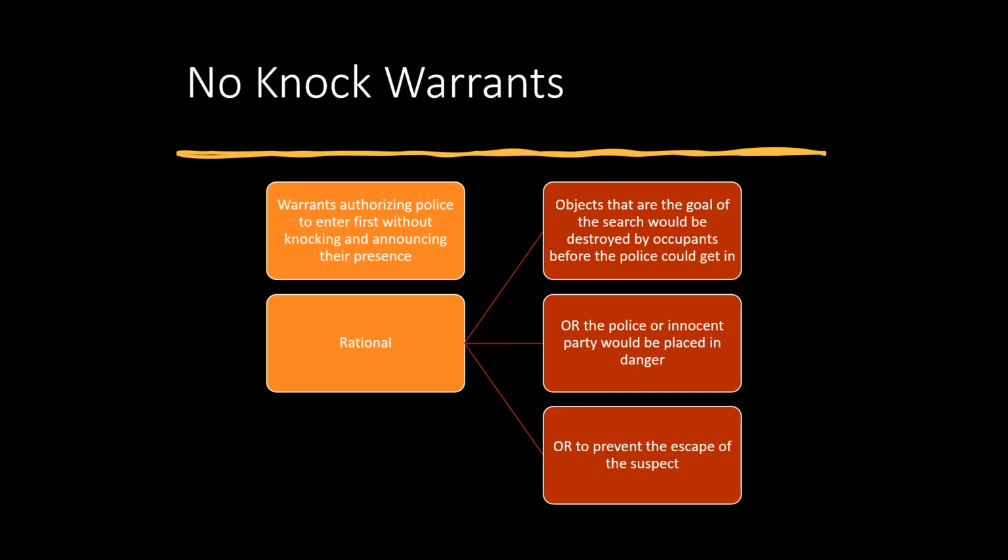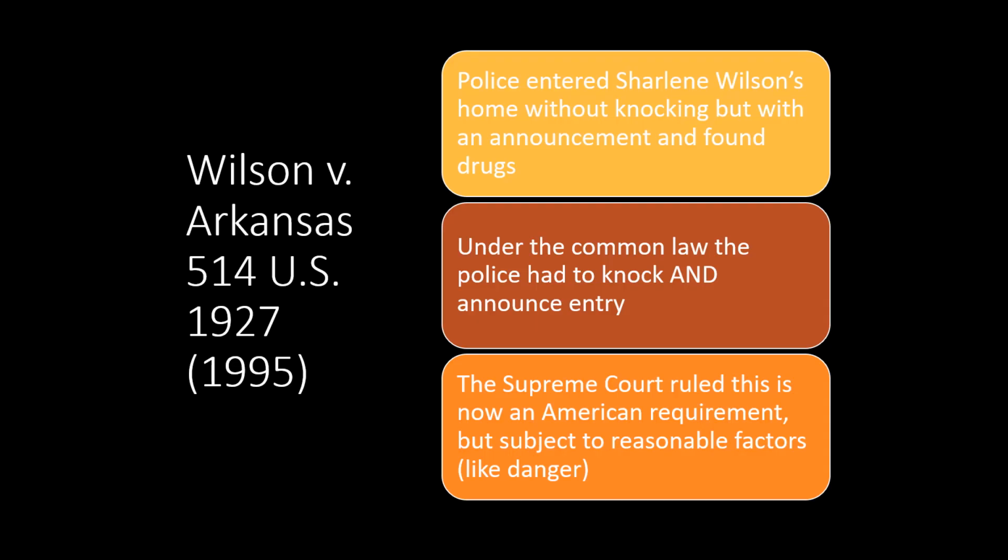So let's look at one of these cases, and this case is Wilson versus Arkansas. This case came down in 1995. I think the initial search, if I'm not mistaken, was in 1992 or 1993. But Miss Wilson, Charlene Wilson, had sold some marijuana and methamphetamines to an undercover police informant.